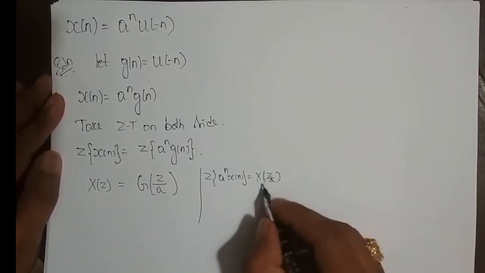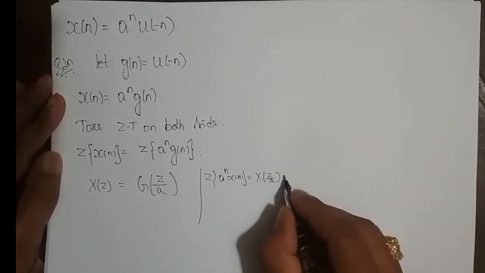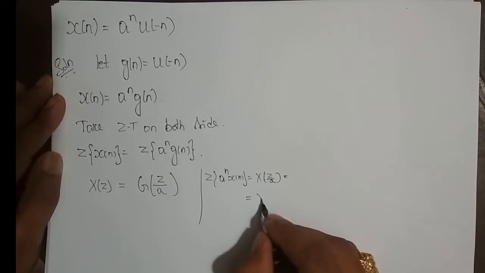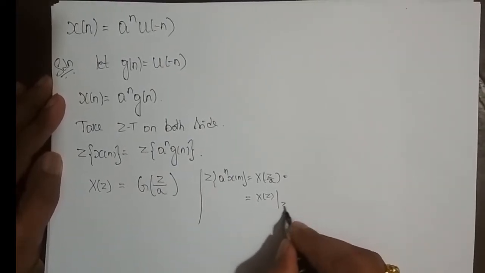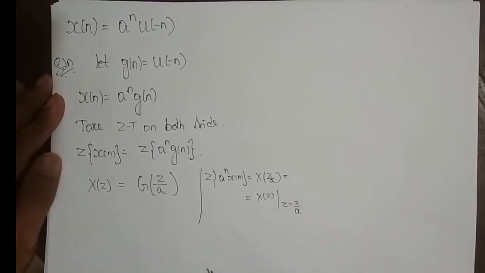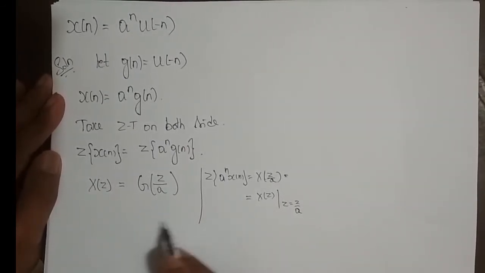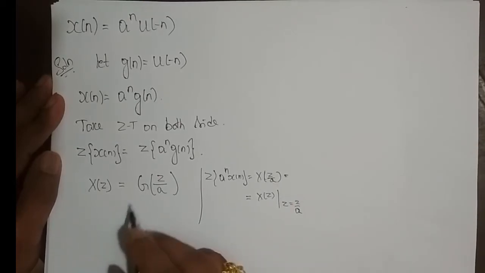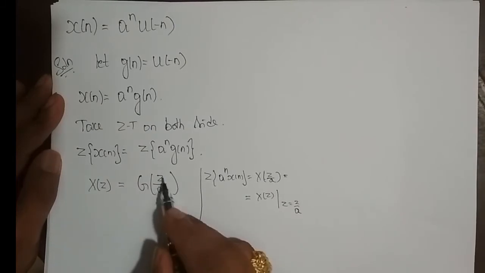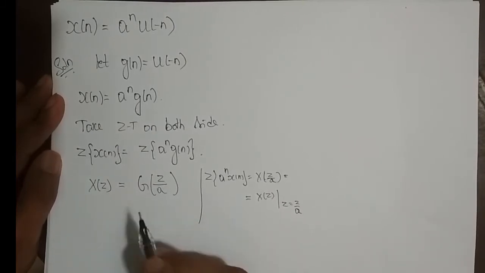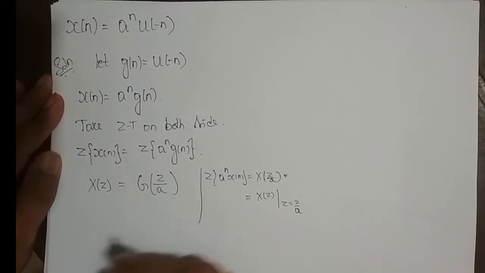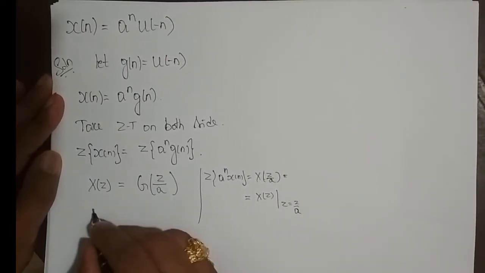Basically I can just make it more simpler. Instead of writing, I'll write it here, X of z by a, that is G of z at z equal to z by a, right? That is nothing but G of z by a, correct? No? Fine. What is X of z? X of z is G of z by a. In order to get G of z by a, I need to get G of z. Once I get G of z, in that equation wherever z is there, I need to replace it by z by a, right? Okay, now what is g of n?